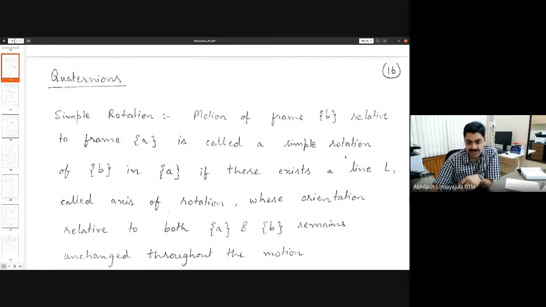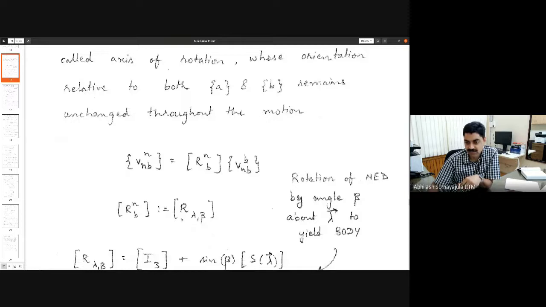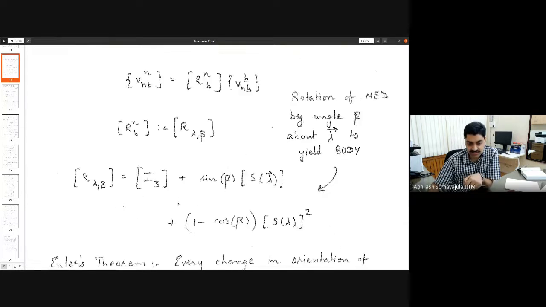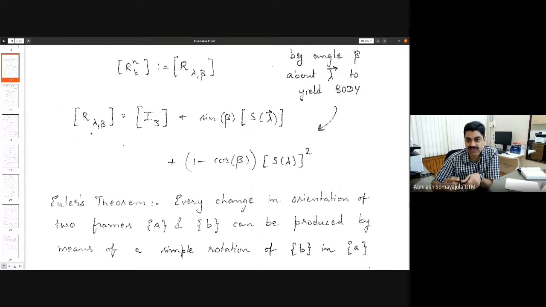That angle is denoted as beta, and that axis about which the rotation is happening is denoted as a unit vector called lambda. And we saw that in that case, the rotation matrix can be given in this format, where we have the identity matrix plus sine of beta times S of lambda plus 1 minus cos of beta times S of lambda squared, where S of lambda is a skew-symmetric matrix based on the unit vector lambda.